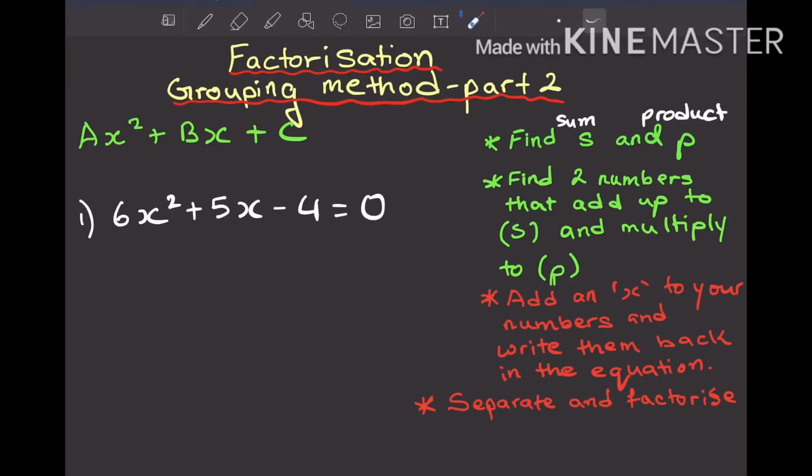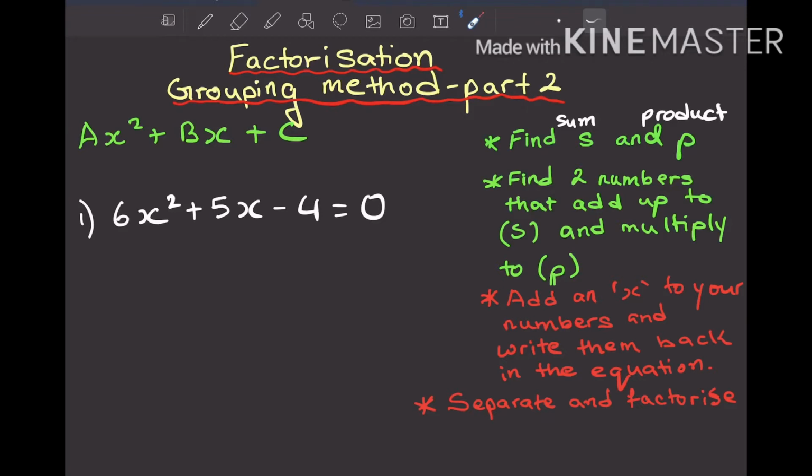The first step, let's go by it. The first step says find the s and p. Now the s is the sum and the p is the product, and this is always given in the equation. I've explained this in the previous video, but I'm just going to go over it again. So the sum and product are always given in the equation. You don't have to per se calculate or find anything that way. It's always given to you.